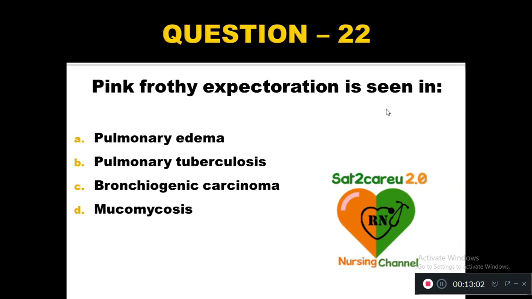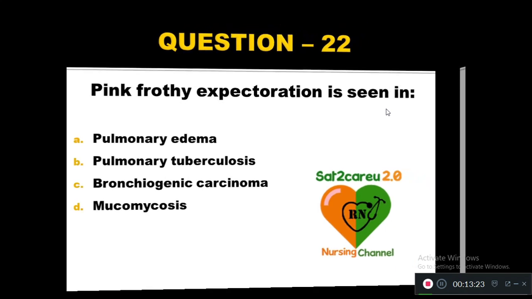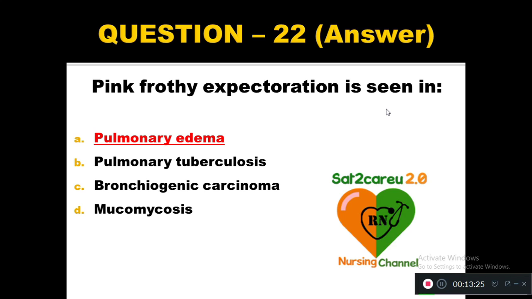Question 22. Pink frothy expectoration is seen in A. Pulmonary edema, B. Pulmonary tuberculosis, C. Bronchogenic carcinoma, and D. Mucormycosis. The right answer, pink frothy expectoration is seen in pulmonary edema.